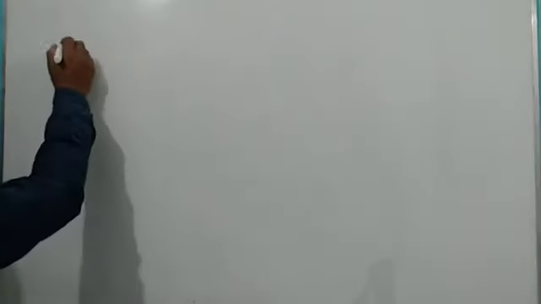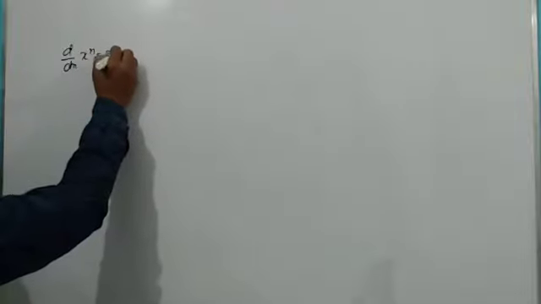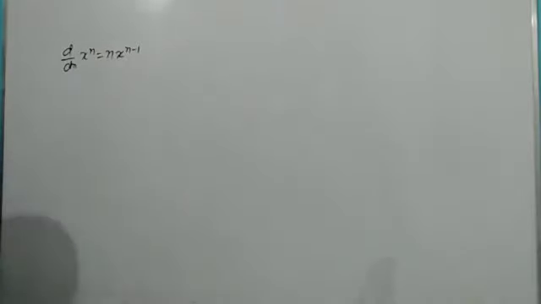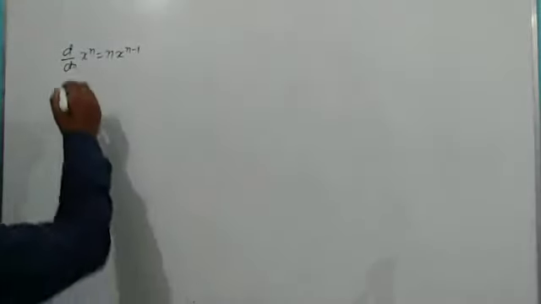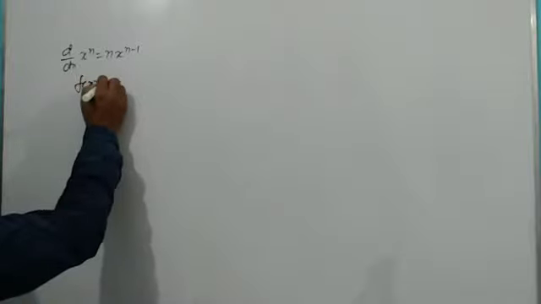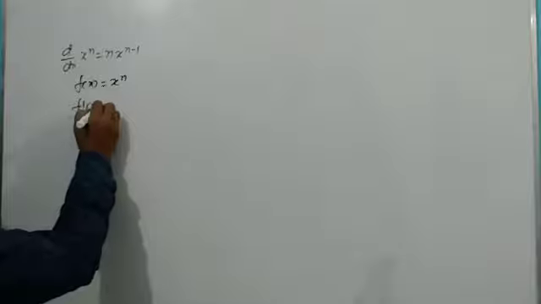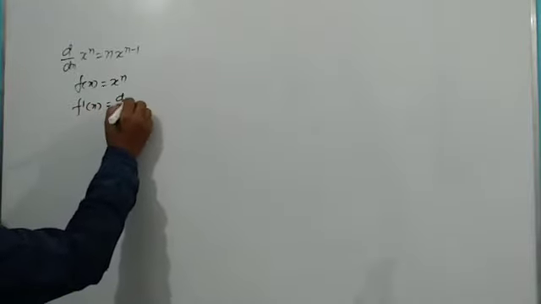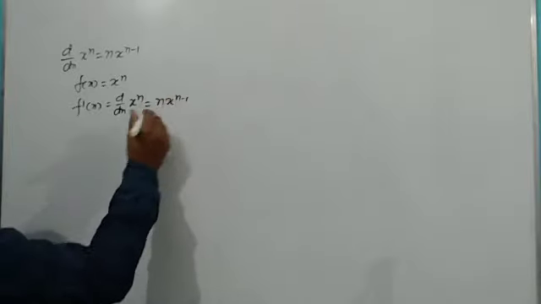Listen to me carefully. Actually, d/dx of x to the power n can be written as n x to the power n minus 1. It means the differentiation of x to the power n with respect to x can be written as n x to the power n minus 1. Suppose I have f(x) is equal to x to the power n. So f dash x can be written as d/dx of x to the power n, and that directly I can write n x to the power n minus 1.